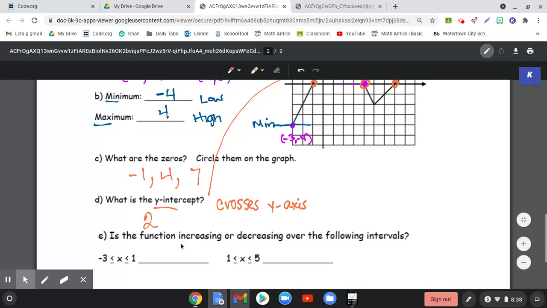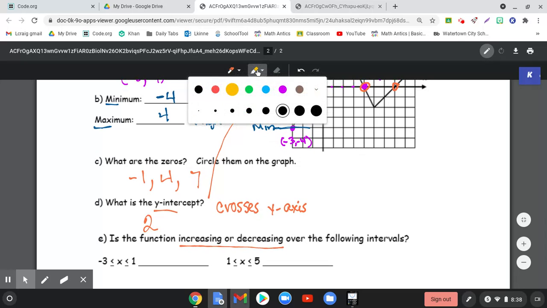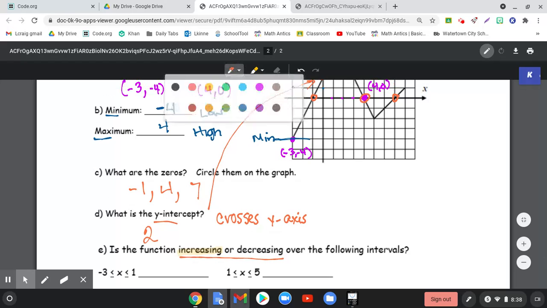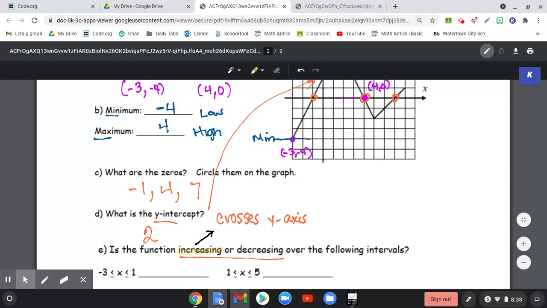Is the function increasing or decreasing over the following intervals? Okay, for this, I'm going to do some highlighting. Makes it a little bit easier. All right, so let's start with increasing. If something's increasing, it's going up from left to right. If something is decreasing, it's going down from left to right.